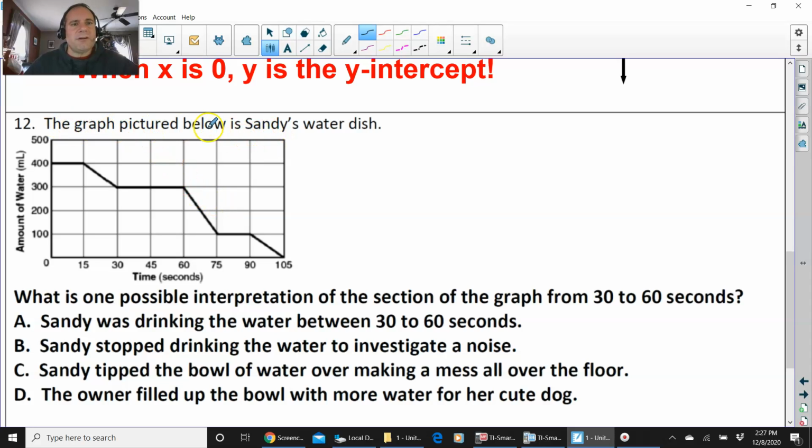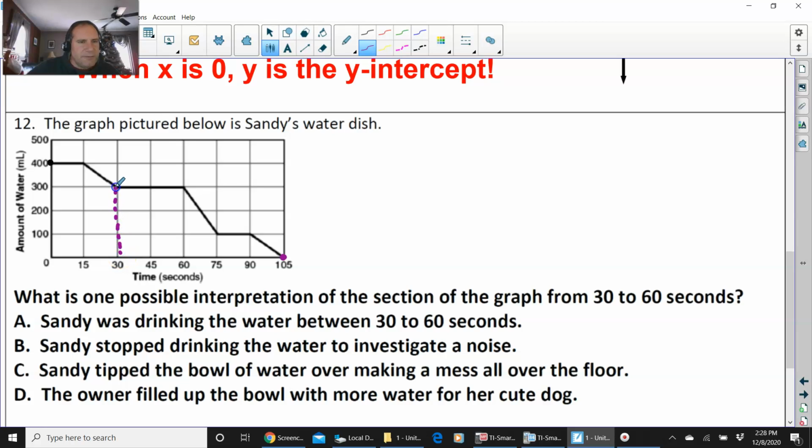The graph pictured below is Sandy's water dish. It starts with 400 milliliters of water, 400, and goes down to 0 where this dog was thirsty. What is one possible interpretation of the section of the graph from 30 to 60?